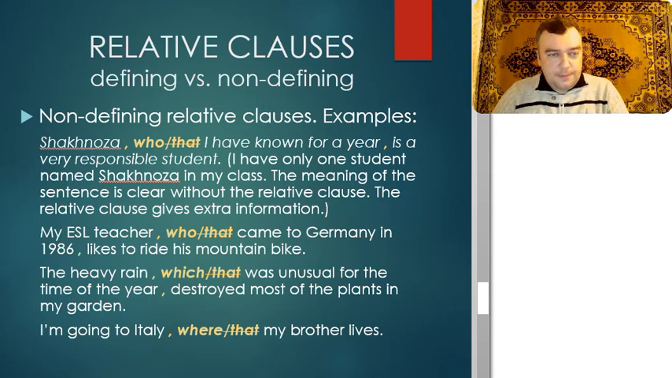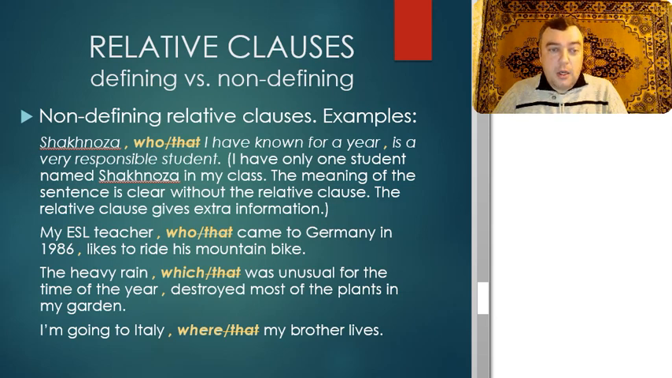The heavy rain, which was unusual for the time of the year, destroyed most of the plants in my garden. So same thing, that is impossible. Which is a relative pronoun that refers to things. Rain is a thing. So after the word rain and after the word year, there are commas showing that this is extra information. The main purpose in saying this sentence is that the rain destroyed the plants in my garden, and not the fact that the rain was unusual for the time of the year. This is just extra information.